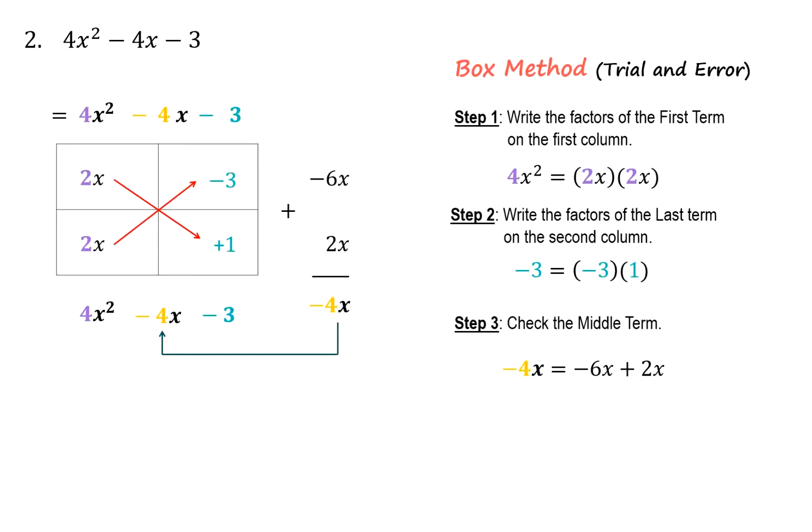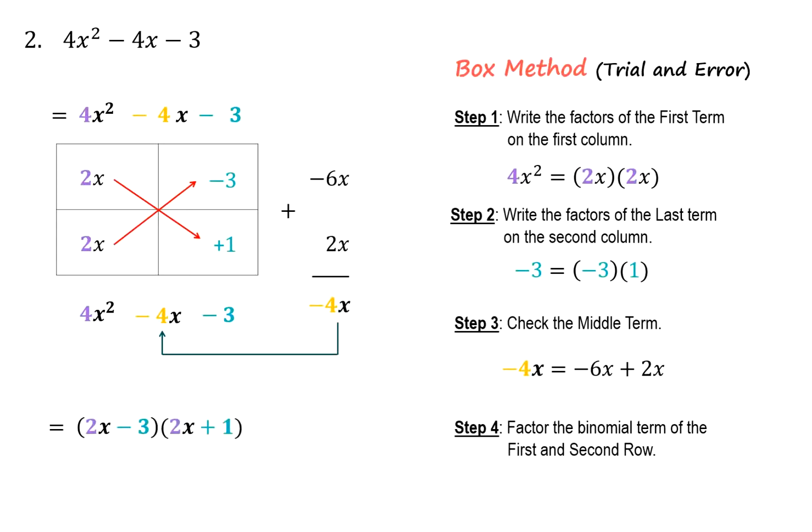So, i-rewrite lang natin. So, yung step number 4, we're gonna factor yung binomial term of the first and second row. So, i-factor lang natin yung first row, which is quantity 2x minus 3. And then, i-factor natin yung second row, which is quantity 2x plus 1. So, this would be yung ating factored form for example number 2 using box method.